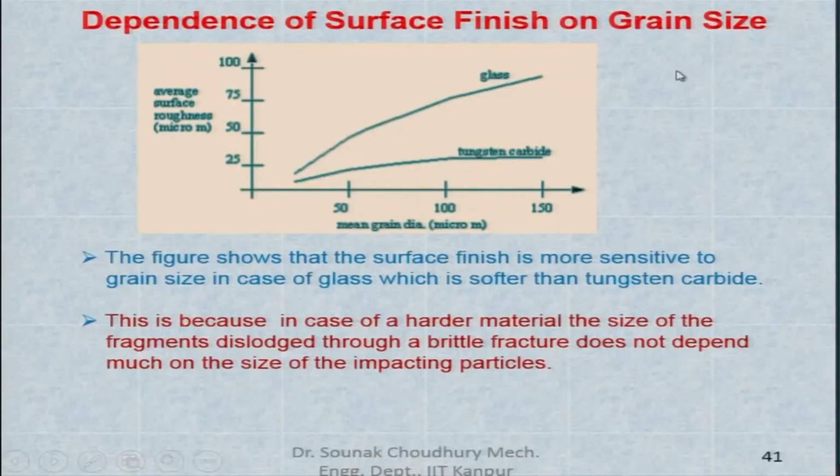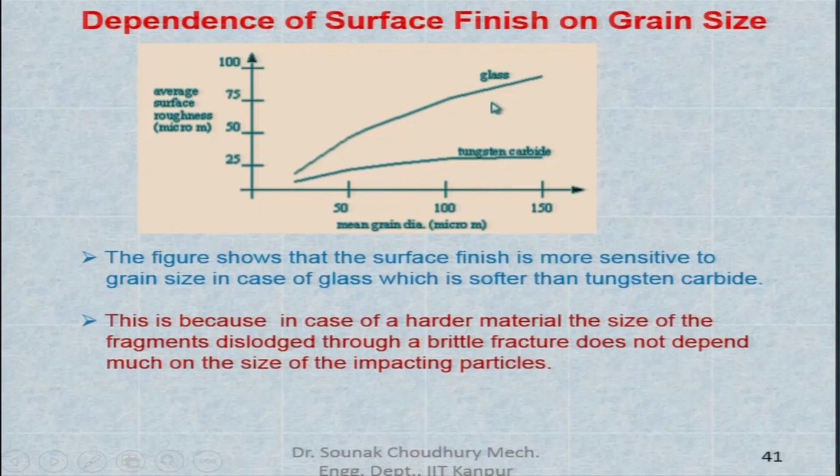Dependence of the surface finish on the grain size, let us say for tungsten carbide and glass. Mean grain diameter we have taken experimentally from 50 to 150 microns, and this is how the curve goes. The figure shows that the surface finish is more sensitive to grain size in case of glass, because in case of tungsten carbide you can see the curve is not very steep.